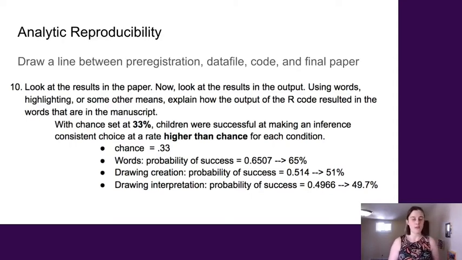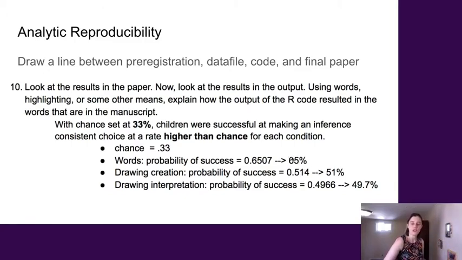Using words, highlighting, or some other means, explain how the output of the R code resulted in the words that are in the manuscript. And as you folks already know, our markdown code, it's really nice because you get the code and then right next to it you get the output. So students can solve this task with relatively limited understanding of statistics. And I will argue that that is actually an okay thing. So what they have to do is they have to look in the manuscript and they see, okay, the probability of success as reported in the manuscript, well, 65% of the time in the manuscript, children got the right answer.